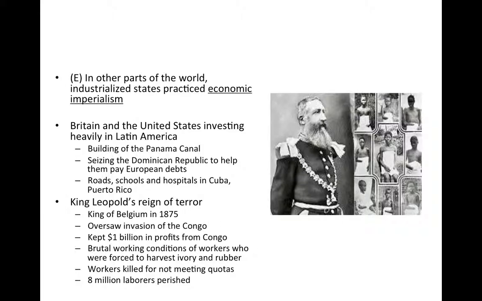But again, that's a great example of investing. We also, after the Spanish-American War, helped build roads, schools, and hospitals in Cuba and Puerto Rico. Cuba was given their independence, but Puerto Rico remained a territory, and then eventually it became a commonwealth. King Leopold's Reign of Terror, a great example of economic imperialism in Belgium. His rule saw a billion in profits from the Congo, and we talked about the brutal working conditions for workers who were harvesting ivory and rubber.